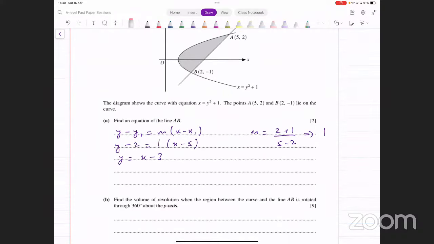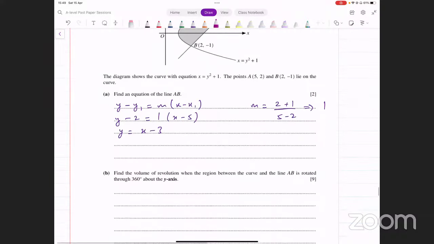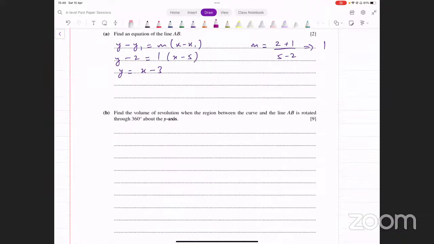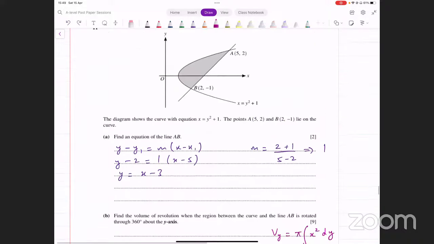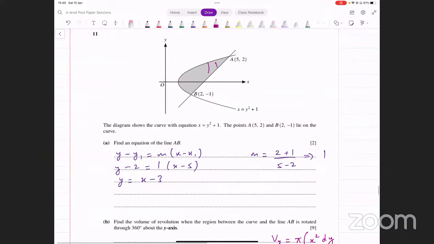So this is rotation about the y-axis. So what formula should you be using? Volume of revolution about the y-axis. This is how it looks like. Vy is equal to pi into integral of x square with respect to y. इसमें condition क्या होती है? आपको x square को subject बनाना होता है. ठीक है. Now this is area between two graphs. तो आप क्या करेंगे? दोनों का volume of revolution about the y-axis निकालेंगे.